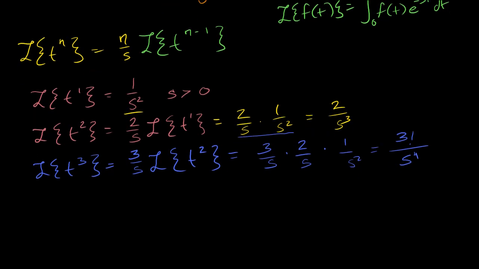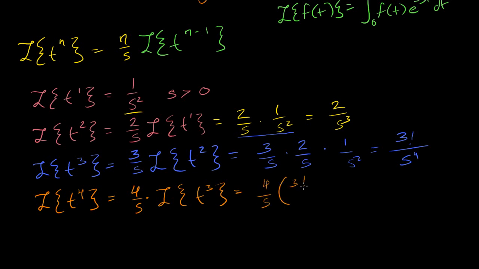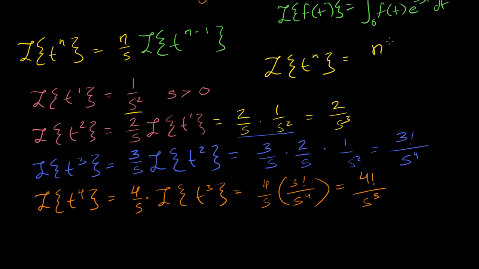Let's do another one. I think you already are getting the idea of what's going on. Laplace transform of t to the 4th power is what? It's equal to 4 over s times the Laplace transform of t to the 3rd power. And that's just 4 over s times this. So it's 4 over s times 3 factorial over s to the 4th. So now 4 times 3 factorial, that's just 4 factorial over s to the 5th. And so you can just get the general principle, and we can prove this by induction. It's almost trivial based on what we've already done, that the Laplace transform of t to the n is equal to n factorial over s to the n plus 1.